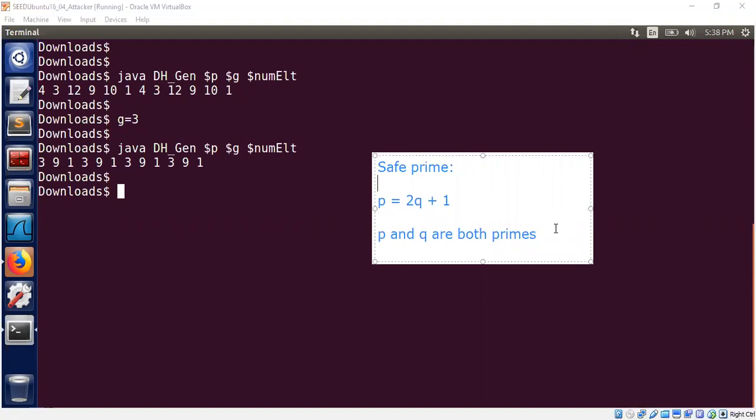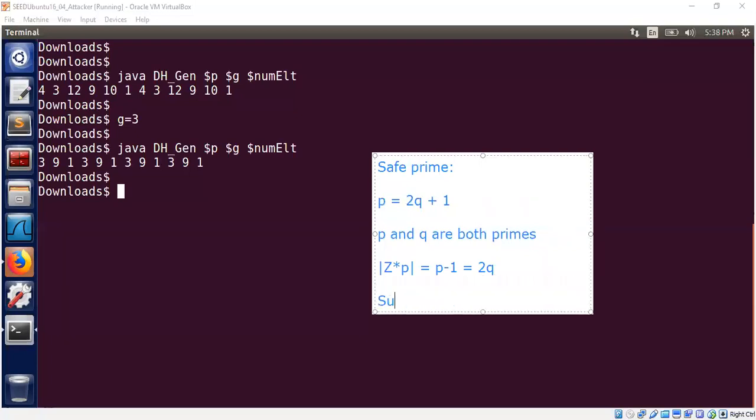The reason why we prefer a safe prime is that, now think about the order of this group. Remember the order of the group is basically P minus 1, right? If P was 13, the order of the group was 12. What happens in this case? The order of the group Z_P star is nothing but P minus 1, which is nothing but 2Q. So what are the divisors of 2Q? We will have subgroups. What are the possible subgroup orders? 1 divides 2Q, 2 divides 2Q, Q divides 2Q, and of course 2Q divides 2Q. There are only 4 subgroups.